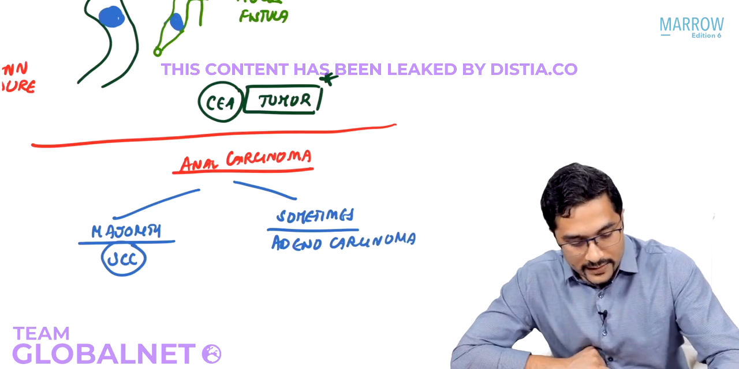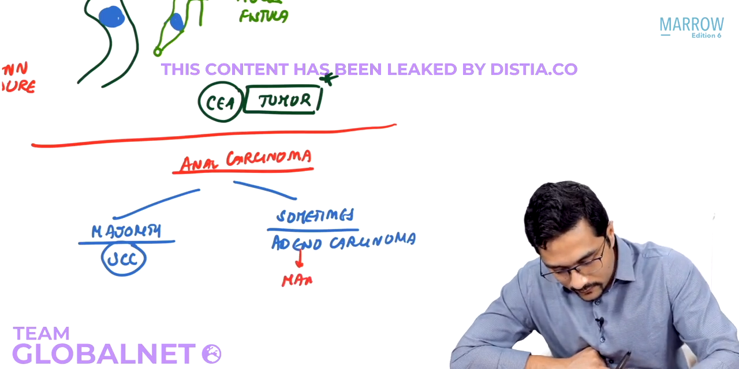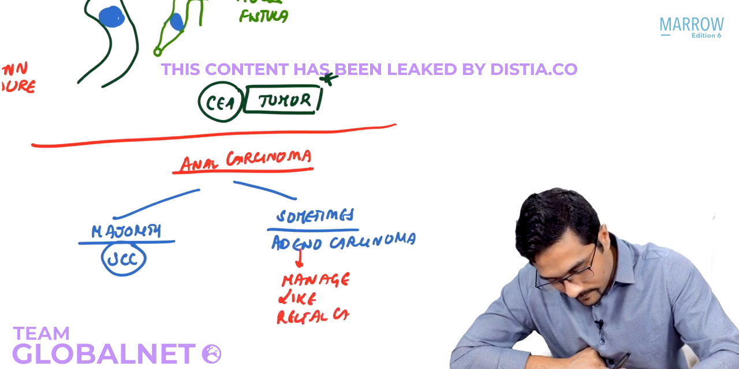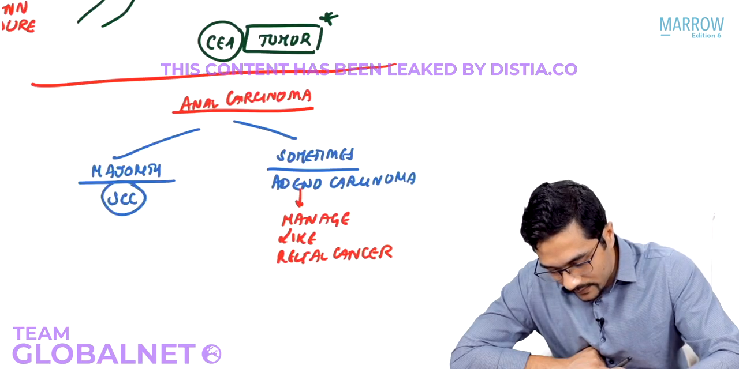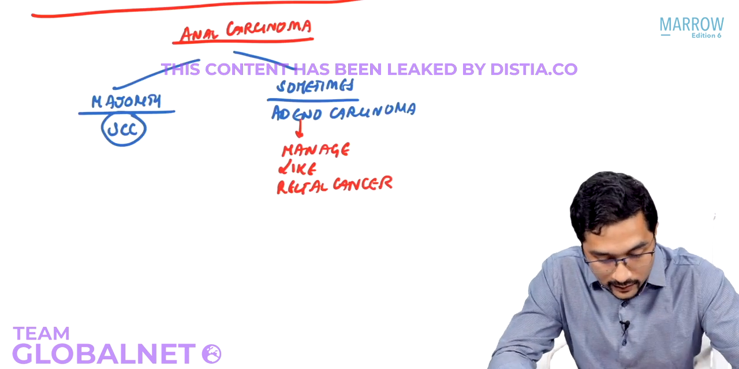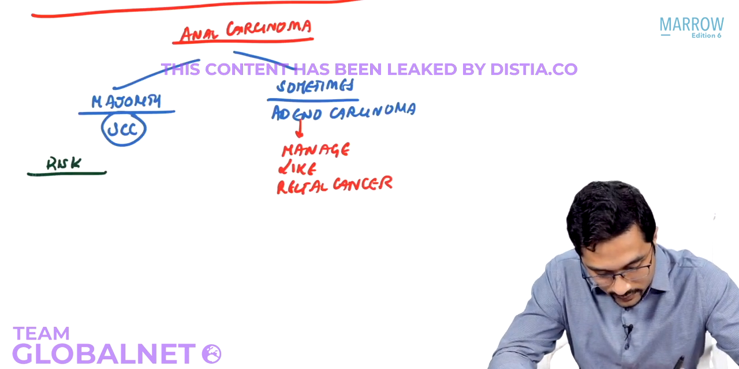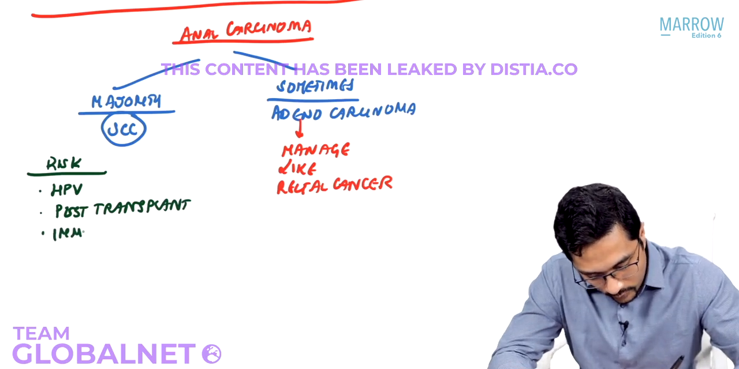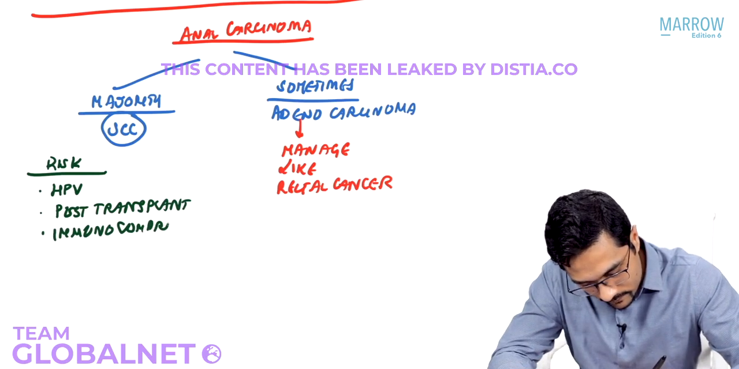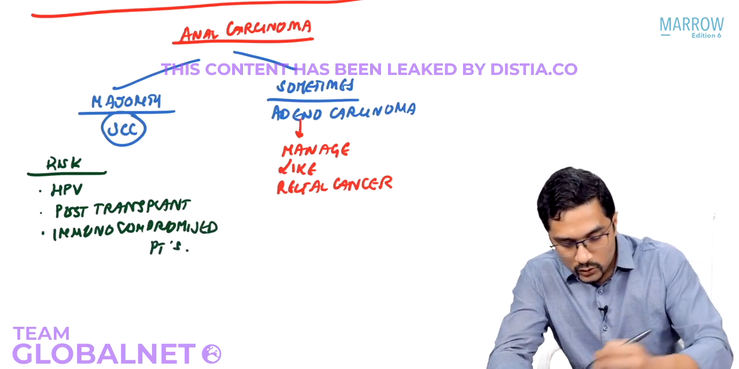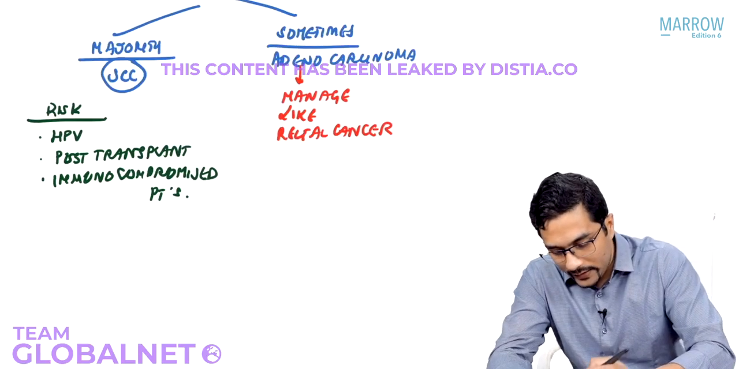Right? Now if it is an adenocarcinoma, manage like rectal cancer. The management is the same as rectal cancer. What I'm going to talk about is squamous cell carcinoma of the anal canal. Now squamous cell carcinoma of the anal canal, the risk factors are human papilloma virus and post-transplant. It can be seen in immunocompromised patients. Right? So those are the risk factors for squamous cell carcinoma of the anal canal.